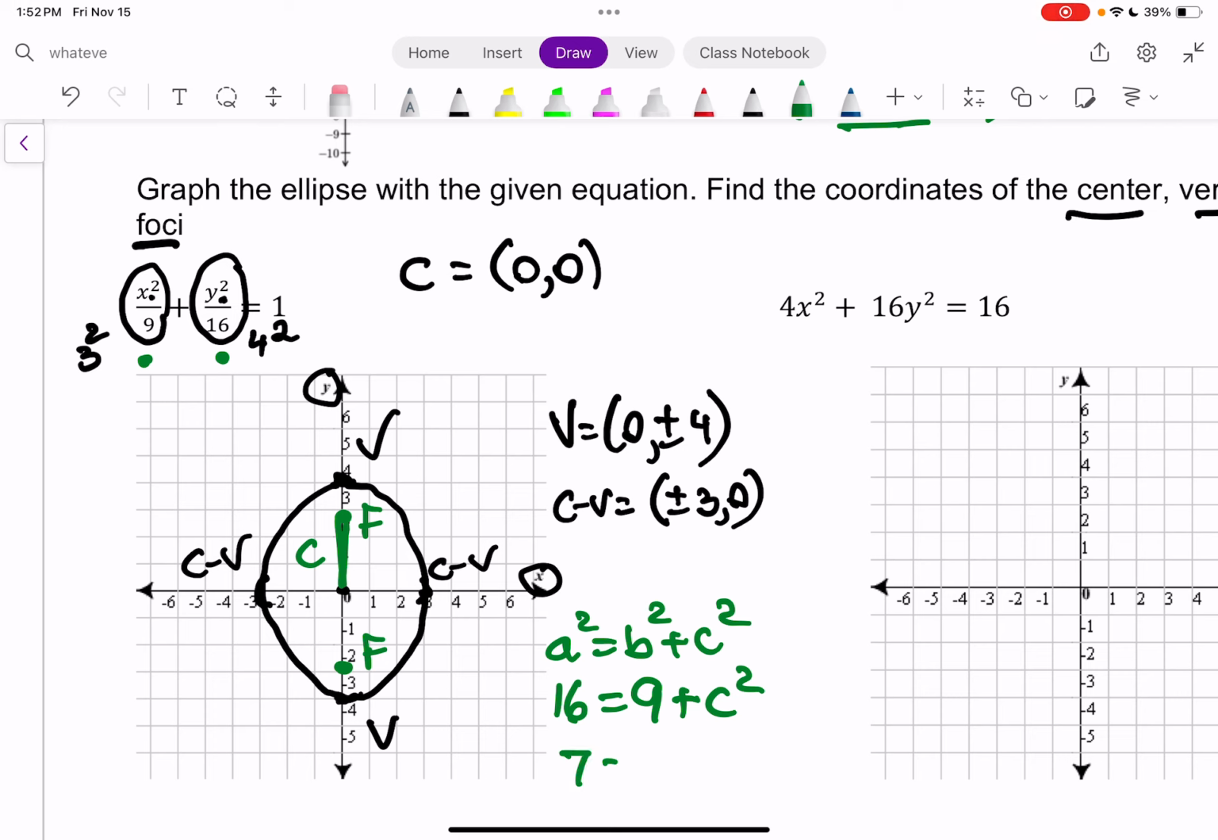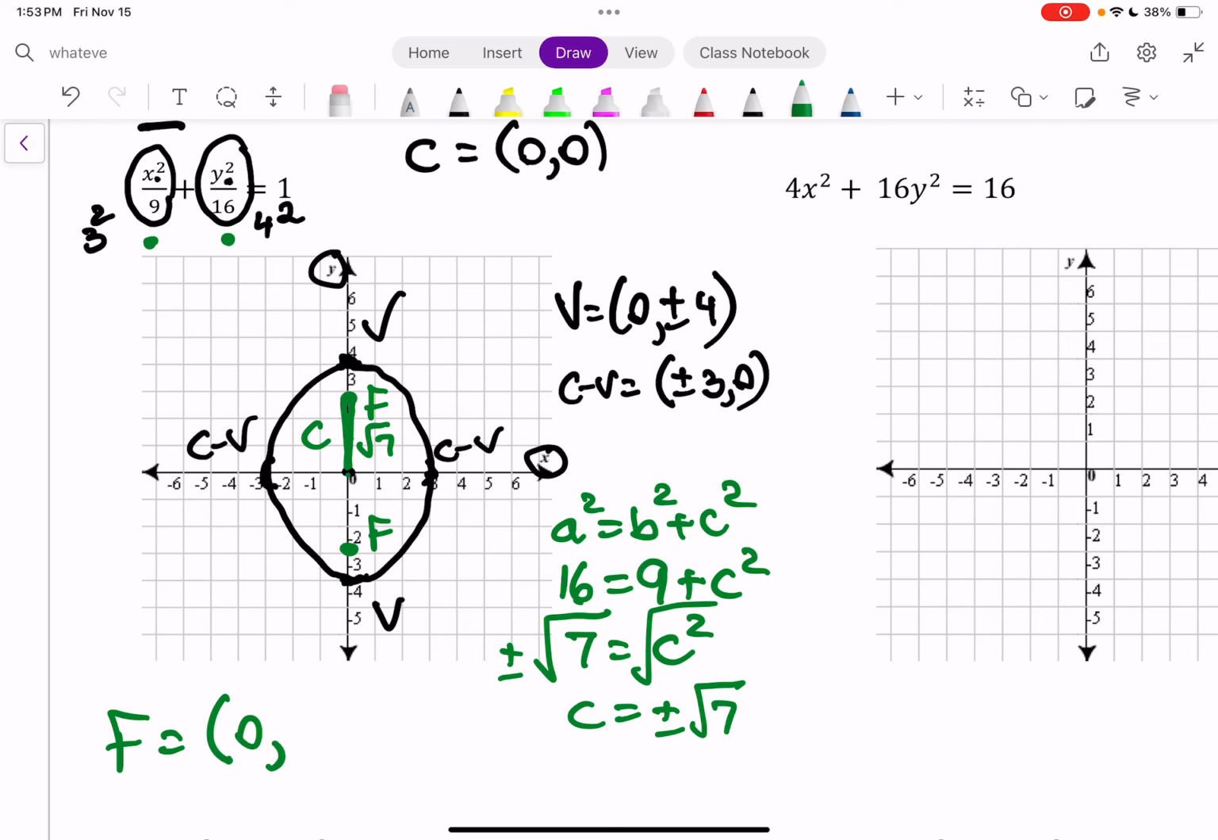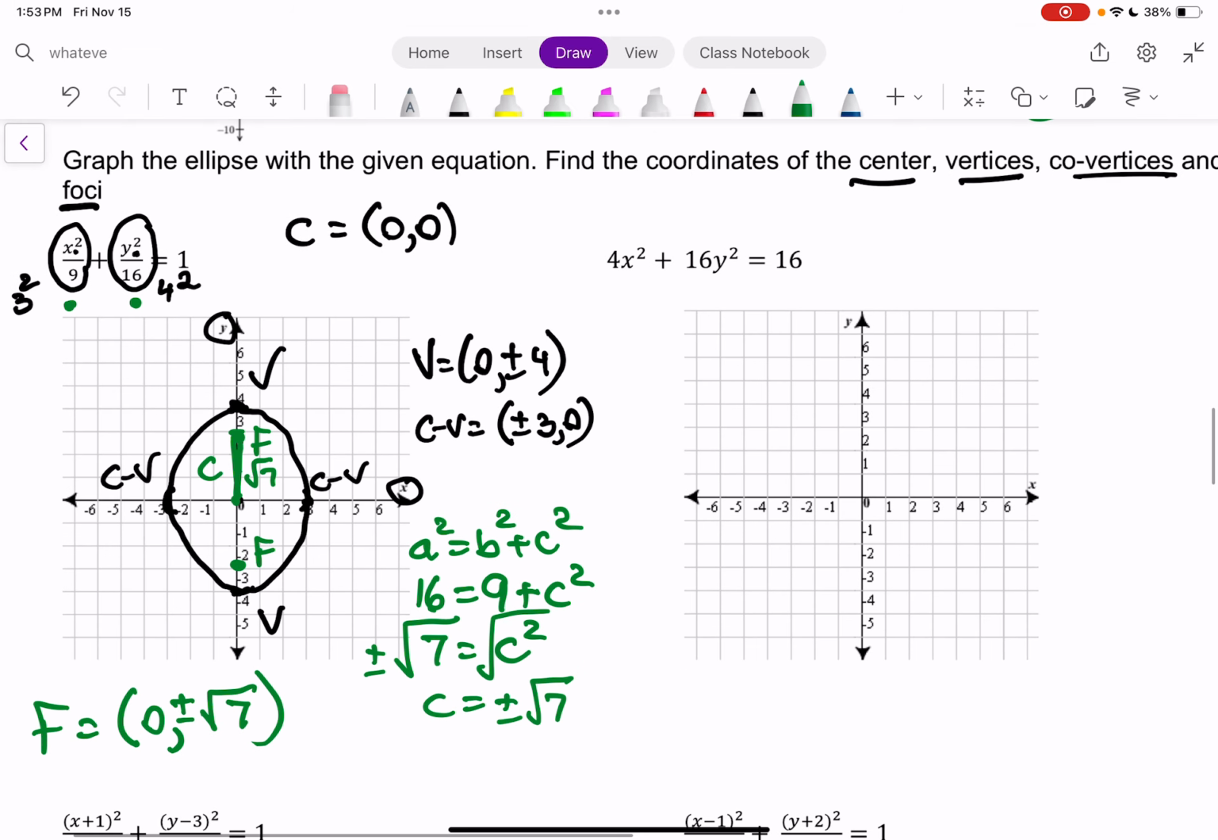So when I minus the 9 over, I get 7. And then I'm going to take the square root on both sides. So c is plus minus the square root of 7. So in other words, the distance from the center to the focus is the square root of 7. So one's going to be at 0, square root of 7. And the other one's going to be down at 0, negative square root of 7. All right, and this is it. So we'll try another one.